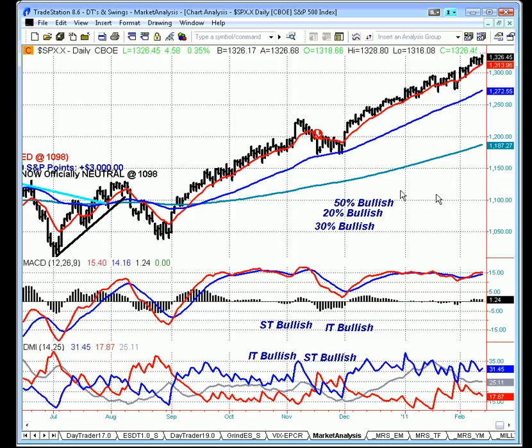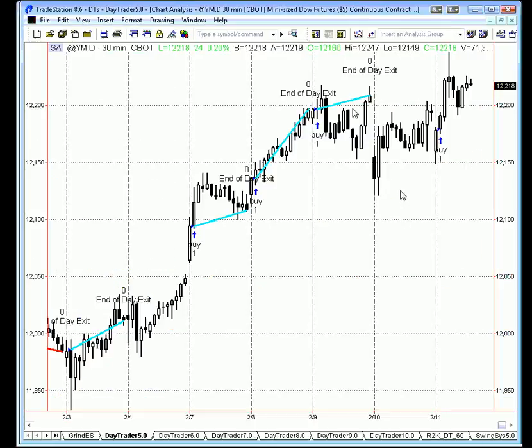When the market goes up, we love it. And that's certainly what it's doing right here. So all signs continue to point to bullish on the market. We're going to go ahead and minimize that and look at, well, we already looked at the Day Trader 5.0.